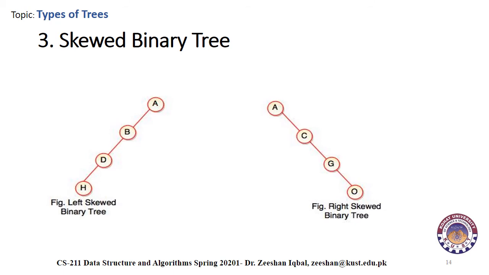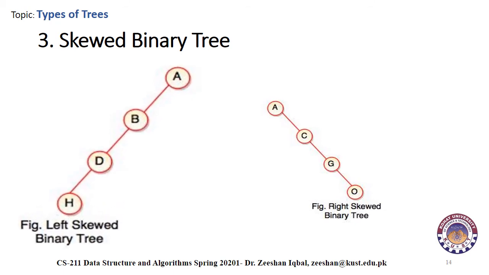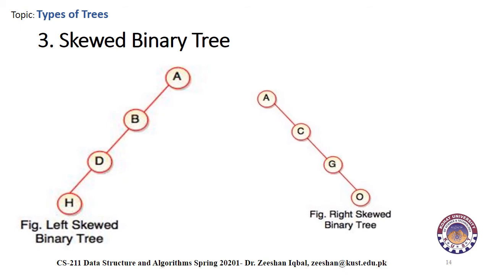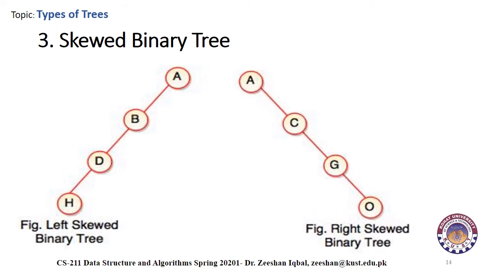Two examples of skewed binary tree. On the left side, we can see the left skewed binary tree in which all the nodes are at the left side except the root node, while on the right side we can see the right skewed binary tree in which all the nodes are at the right side without a corresponding left node, while the root is considered as the middle node.